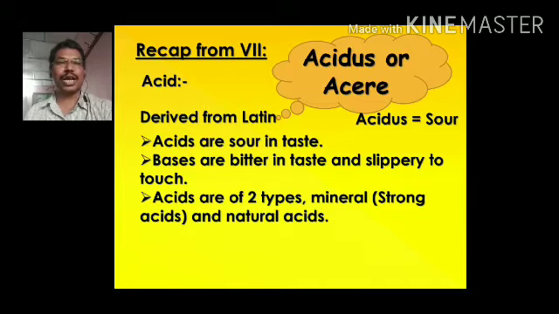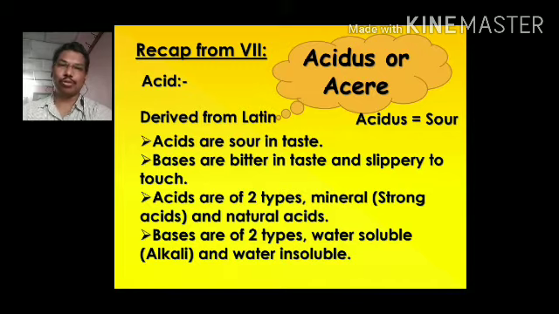Acids are of two types, mineral acids and natural acids. In this, mineral acids are stronger acids than natural acids. Bases are also of two types: water soluble bases and water insoluble bases. Water soluble bases are called alkalis. You have heard this term. Alkalis are nothing but the bases soluble in water.